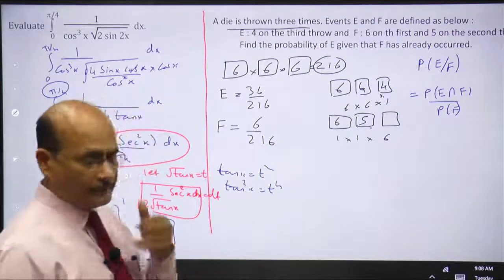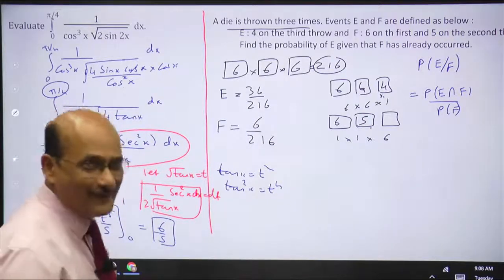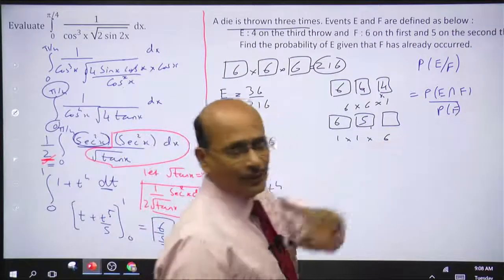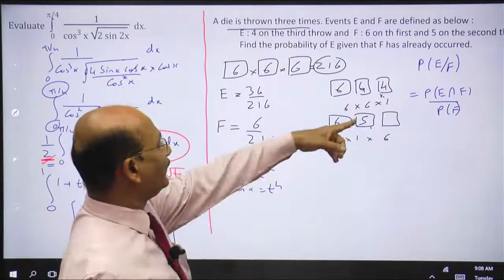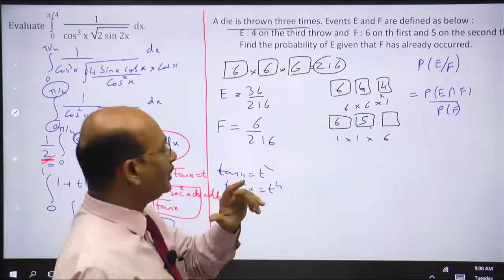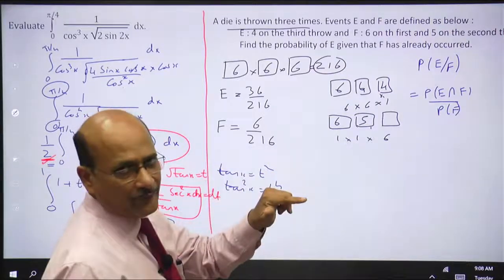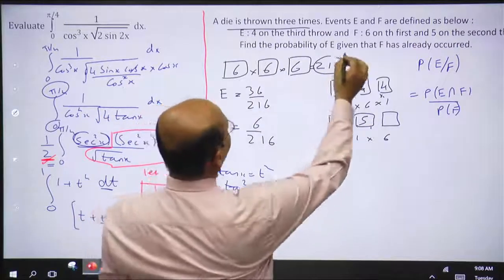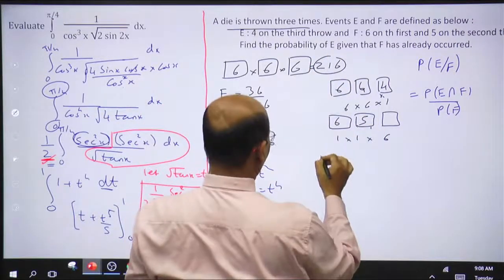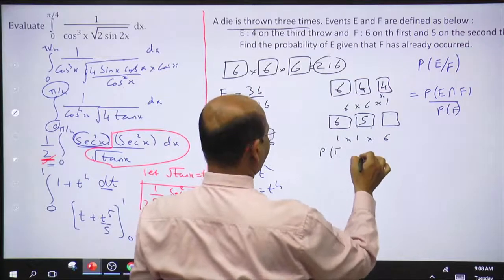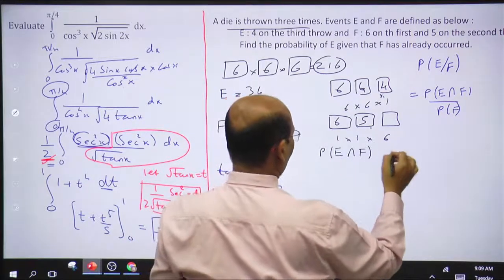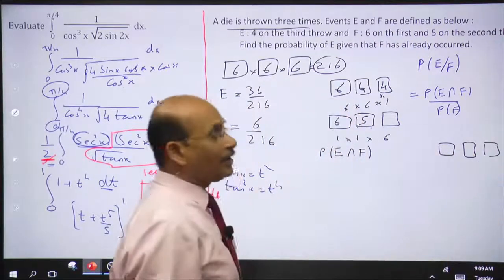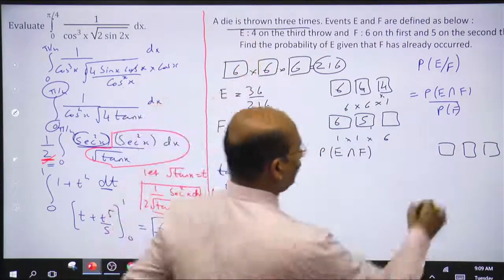Now hold on. There is some problem. What is the problem? I will tell you. So I got P of F, I have no issue. Now I need to get P of E intersection F. Now E and F, it means E and F. So E and F matlab kya? Now look, what is E? There is a die. So P of E and F. So dice is here, dice is here, dice is here, right? Now then what is E? E is 4 on the first dice.